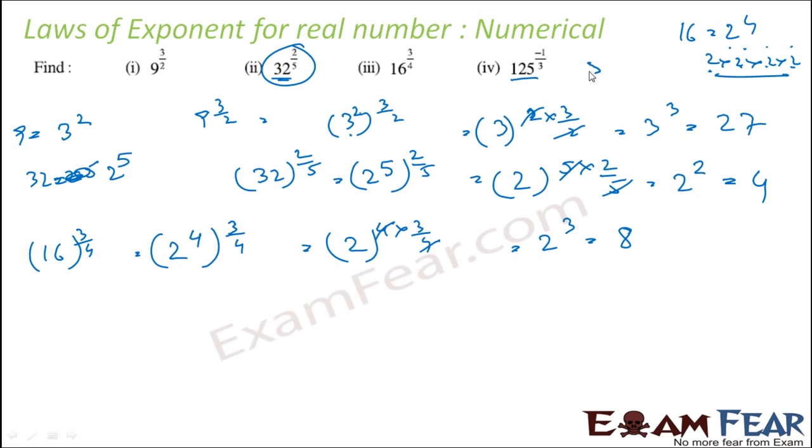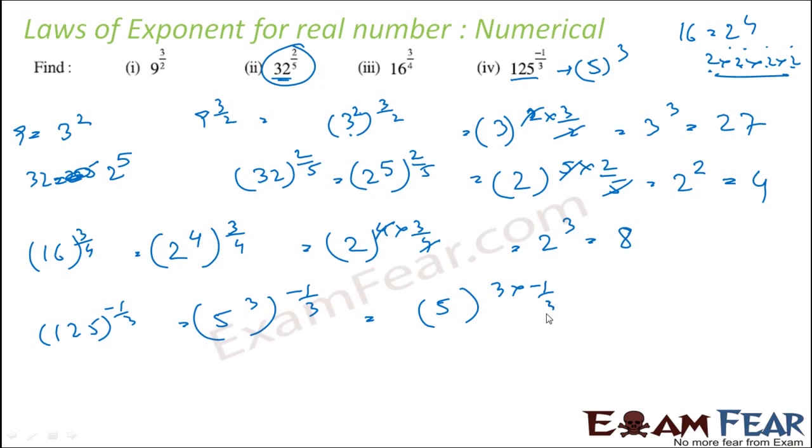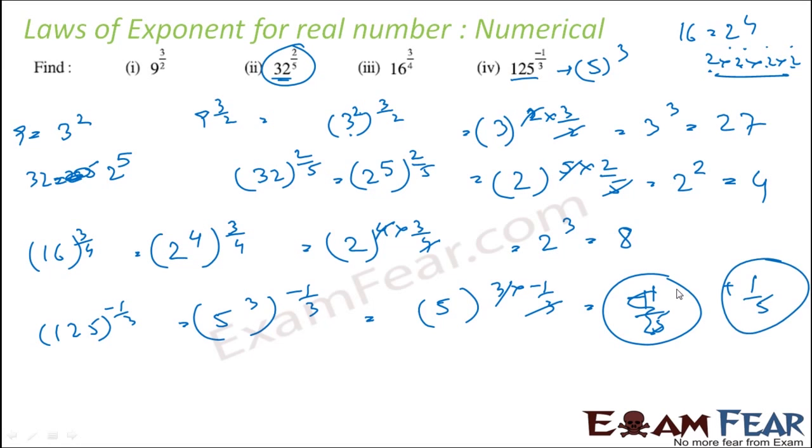Similarly, 125 I can write as 5 to the power 3. So 125 to the power minus 1 by 3 I can write as 5 to the power 3 and here minus 1 by 3. And this I can write as 5 to the power 3 into minus 1 by 3. This gets cancelled. 5 to the power minus 1 is 1 by 5.